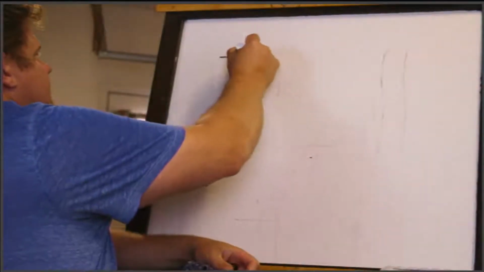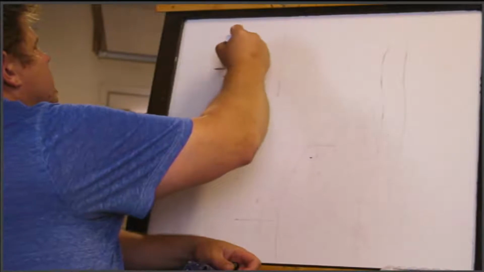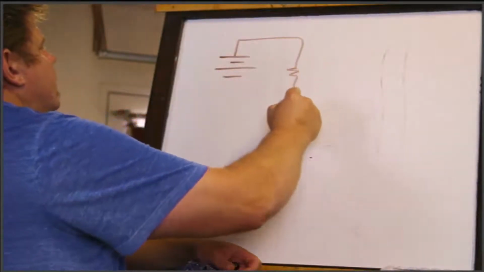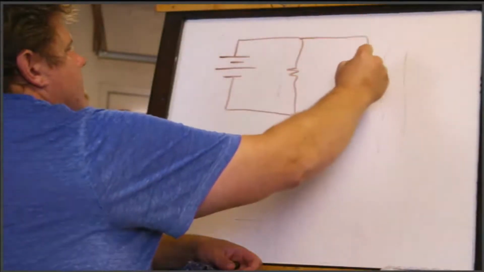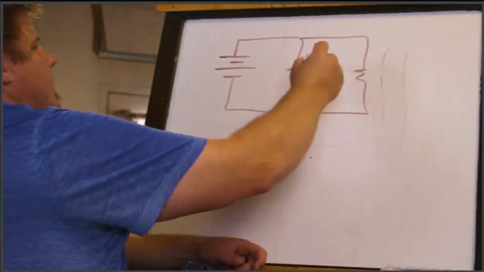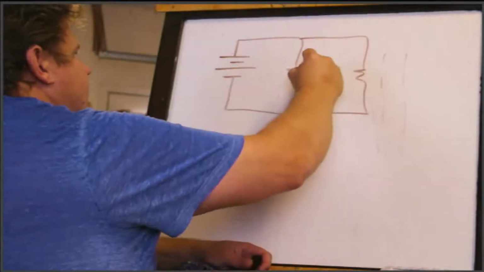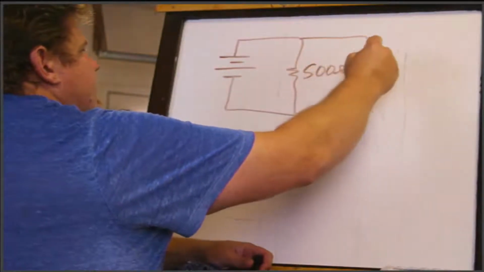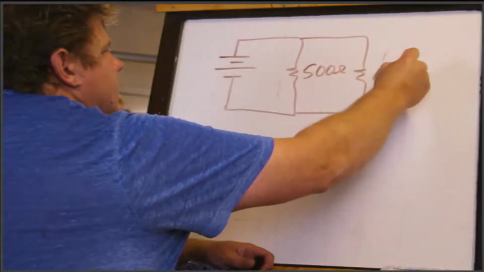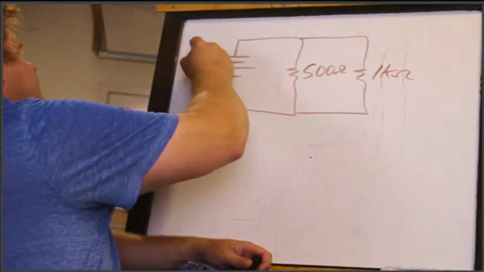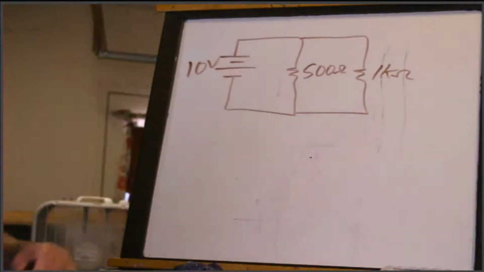Just a DC source. One in parallel, another in parallel. Let's go ahead and work with some nice numbers just to start off with. 500 ohms and 1 kilo ohm, and let's make this a 10-volt source. Okay.